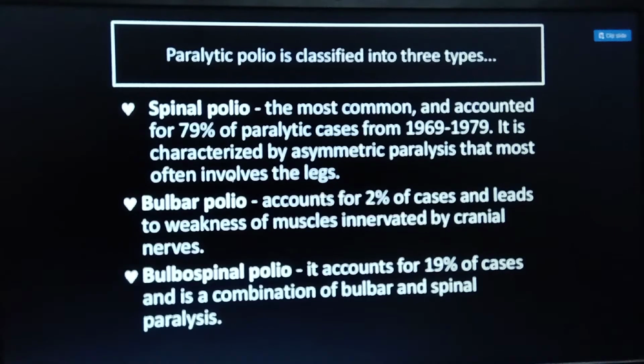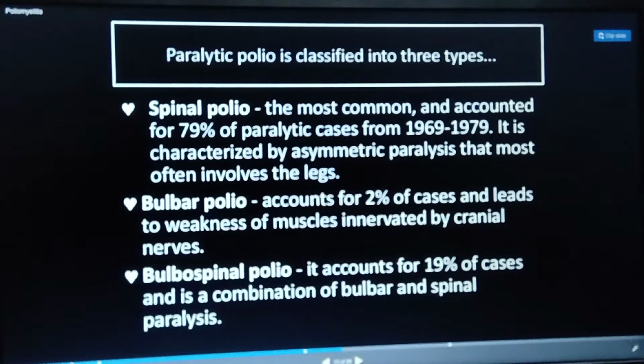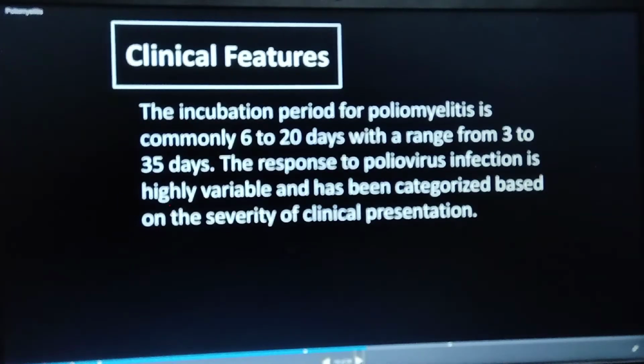And the next one is bulbospinal polio. That means both. The spinal, so the hands and the legs, your muscles and your bones, everything in your body is affected by the polio virus. Hands and legs are damaged or affected with the polio virus.